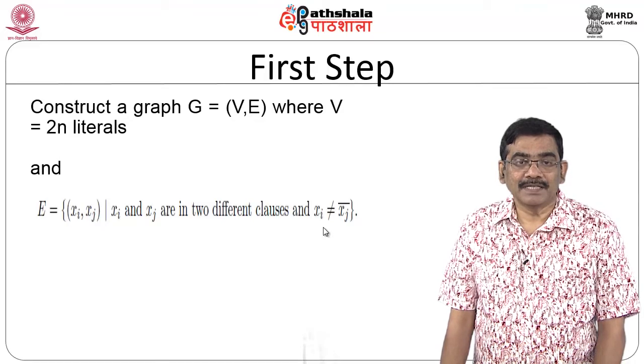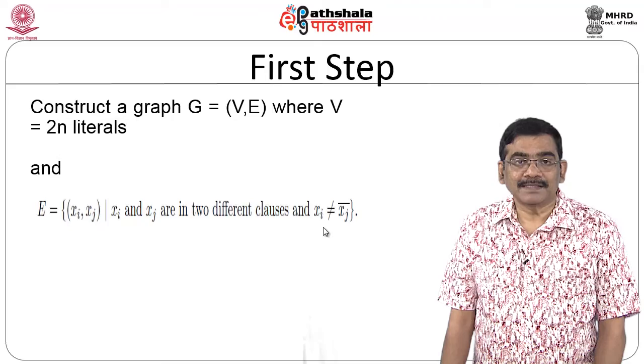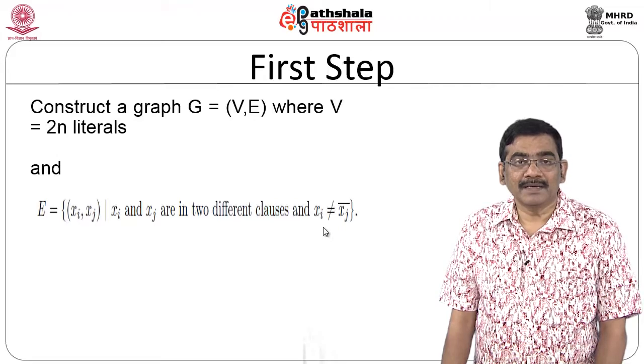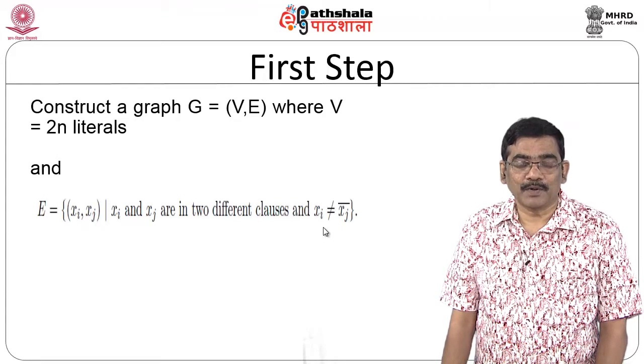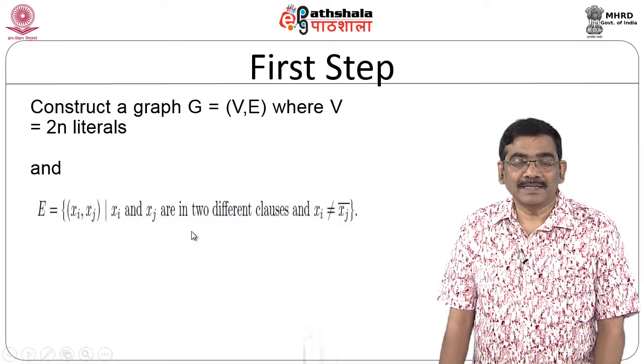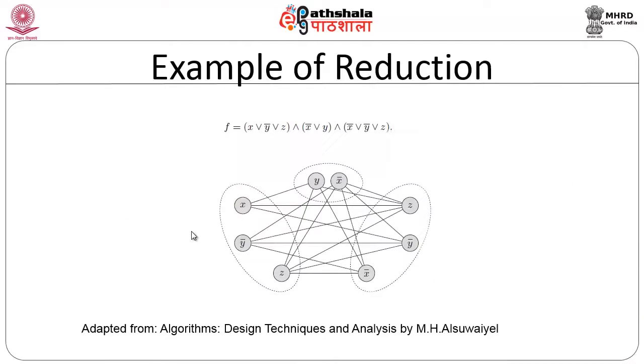In other words, it should not be something like x1 and x1 bar, such that assigning true to x1 as well as x1 bar is prohibited. Such non-contradictory assignments are possible only if a literal is not connected to the negation of that particular literal. So, using this condition we can construct the graph.